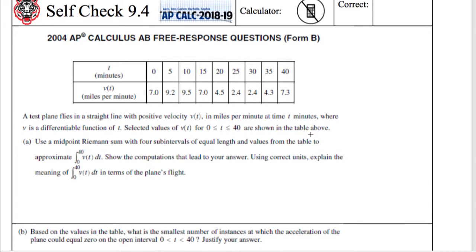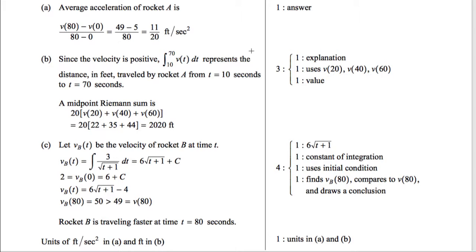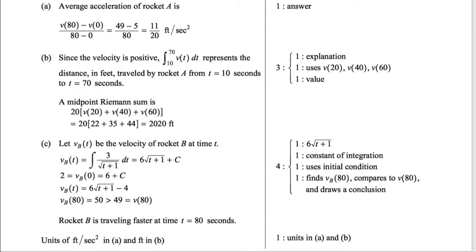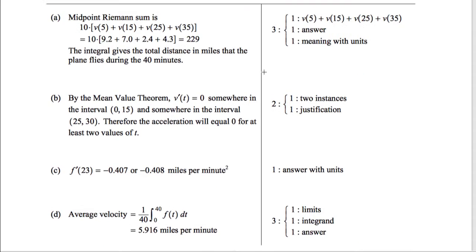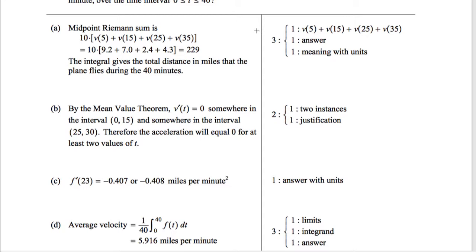All right, so now we're on 9.4. Now we're talking about a plane. So midpoint Riemann sum, 4 intervals, 0 to 40. I guess I should show the answer and see if it's worth going over. That is the wrong solution guide. Let's get rid of you. We're on solution guide 9.4. 229. Okay, apparently we're going to go through it.